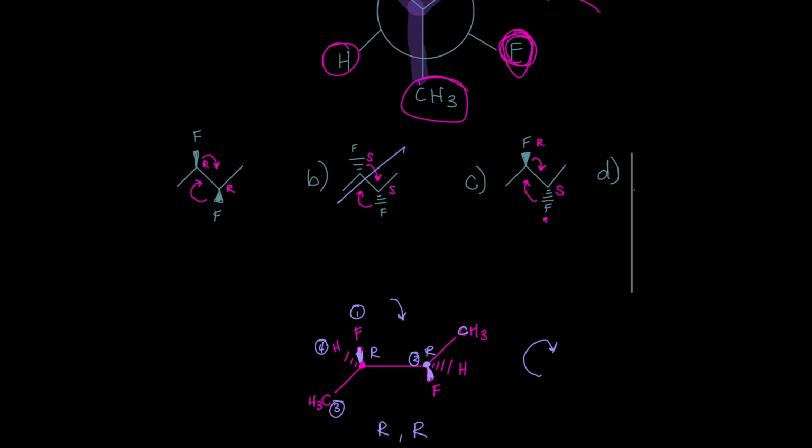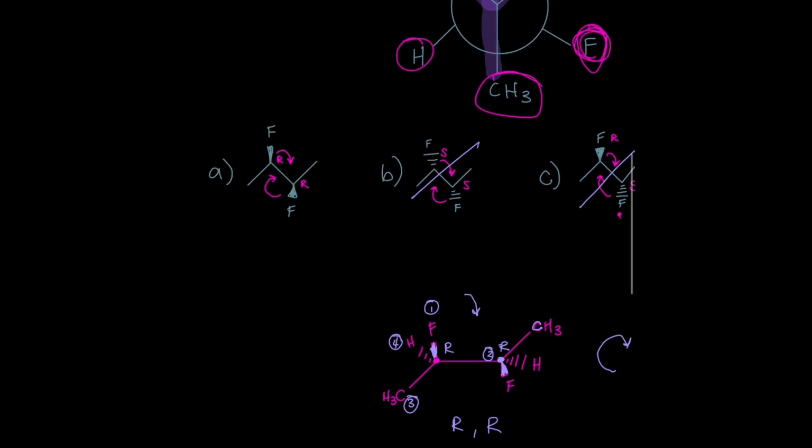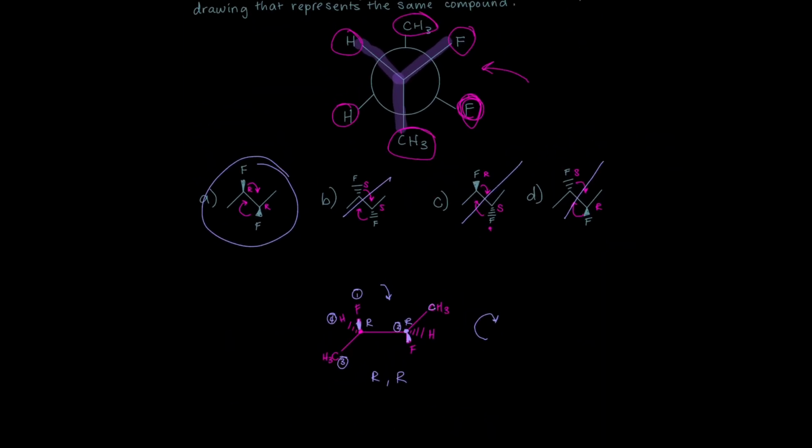So then we just look at what we've already done, right? So we know it can't be B because that's SS. We know it can't be C because that's RS. This is SR, so it has to be A. So I hope that's helpful. Let me know if it is, and if you have any more questions, just let me know.